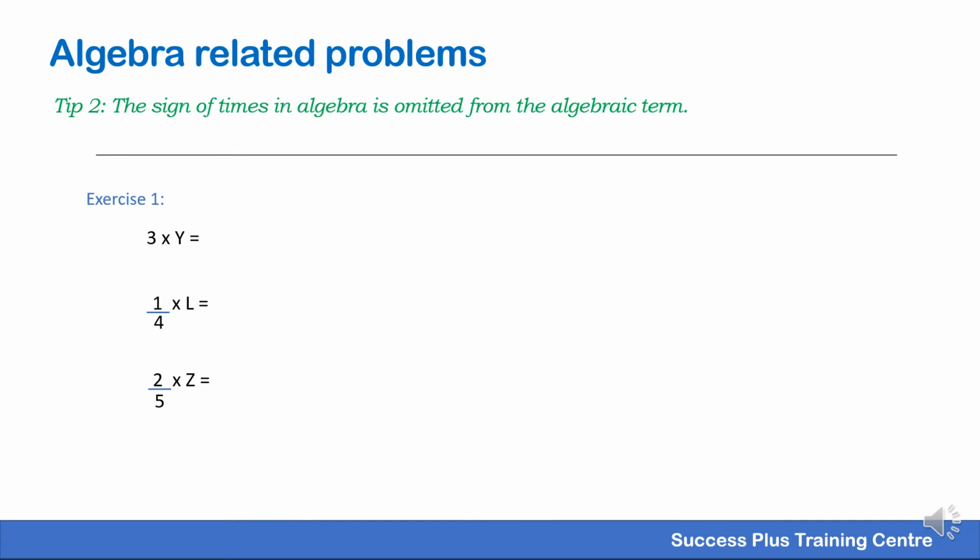Now, would you be able to find the terms for exercise 1? Pause the video and have a go. Now let's answer the exercise together. 3 times y equals to 3y. 1/4 times L equals to L divided by 4. 2/5 times Z equals to 2 times Z divided by 5, or 2/5 Z.